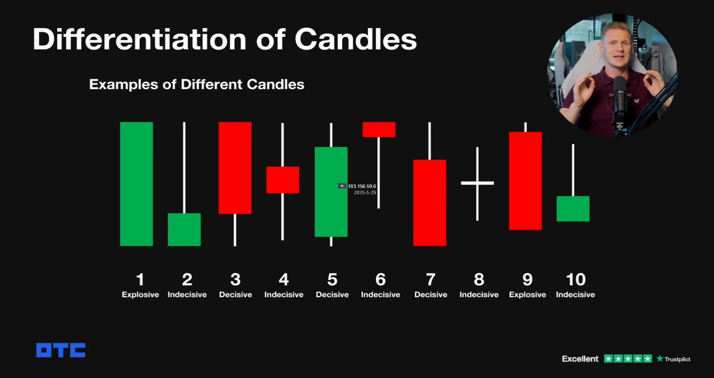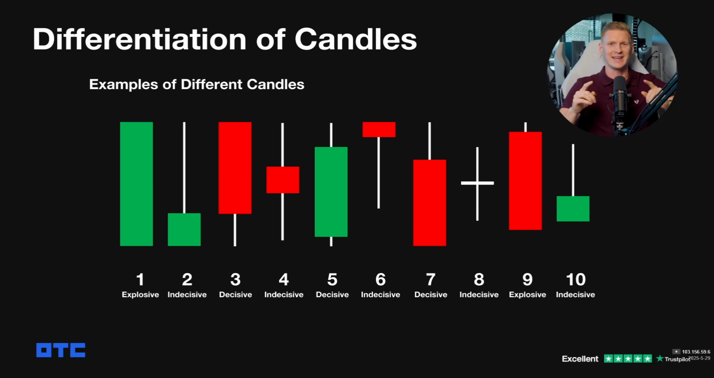The first candle is explosive because its body covers almost the entire range. Notice there's hardly any wick. Candle 9 also falls into the explosive category. Next, candle 2 features a large wick and a small body, which is less than 50% of the total range. So it's indecisive, just like candles 4, 6, and 10. Meanwhile, candles 3, 5, and 7 each have a body larger than 50% of the candle's range and fairly small wicks, marking them as decisive.